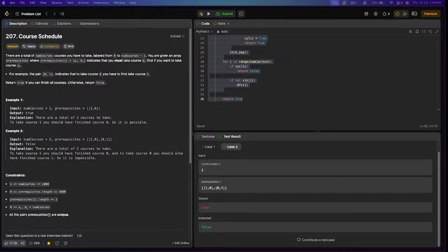Prerequisites done. Right, can finish with number of courses would be 2, and then 1 comma 0 and then 0 comma 1. Right, let's start the debugger and run it.